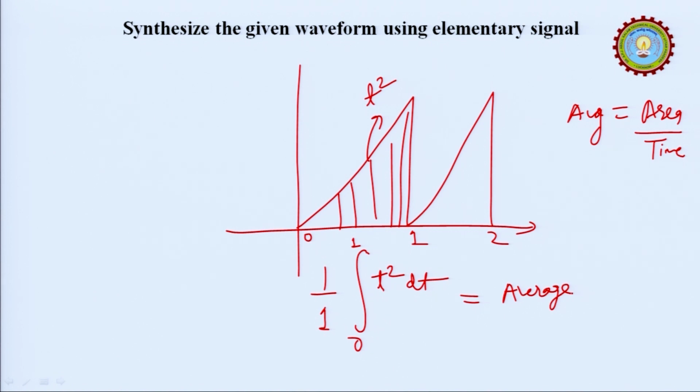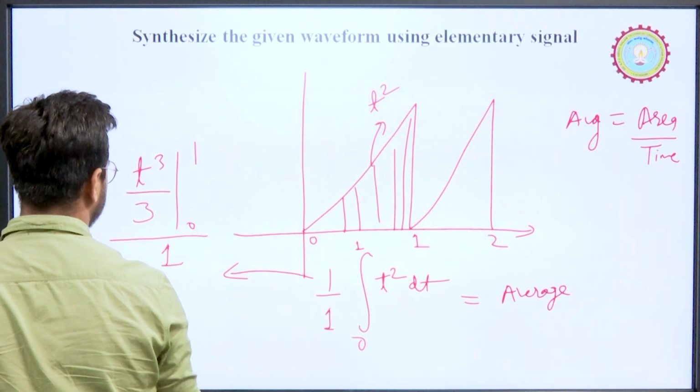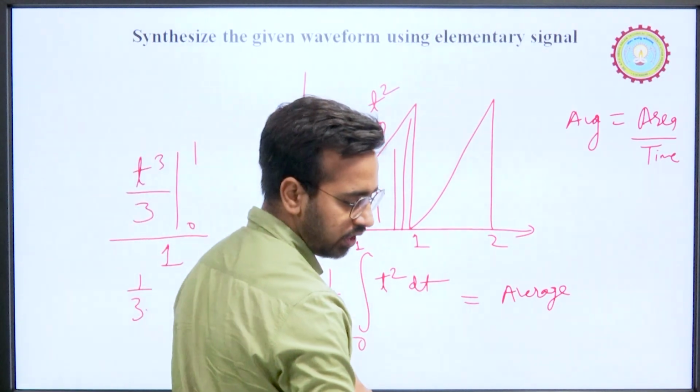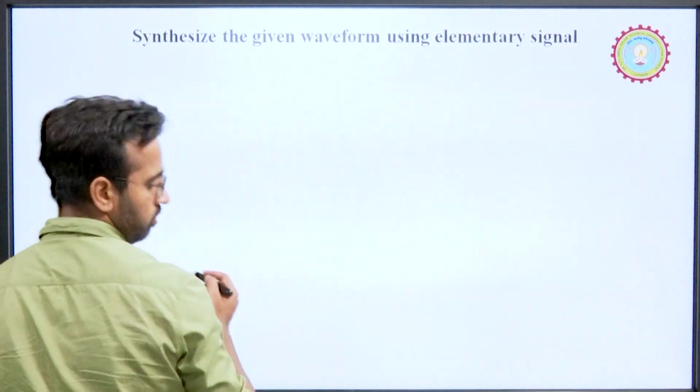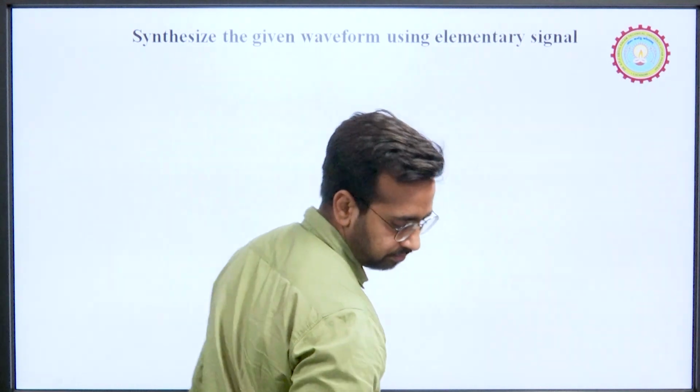So this is the area. How will we solve it? We will solve it like this. If you solve the integration, it will be 1 by 1, so it will become 1 by 3. So this is how we calculate the area. Also, you can take one other example.